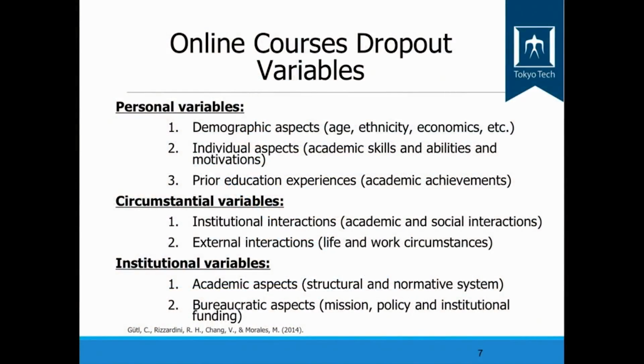Among these researchers, people found variables that may affect MOOC dropouts. Here we have 3 categories of variables. The first 2 depend on the learners. So we have personal variables and circumstantial variables. Those are for the learner, like the demographics or the individual aspects of the learner or the prior education experiences. It also includes institutional instruction and external interactions of the learner. The third one, the institutional variable, is for the institution offering the MOOC, like the academic aspect, the structure of this institution, and the bureaucratic aspects like the policy and the funding of this institution. Some institutions have better funding, so hence they have better MOOCs offered.